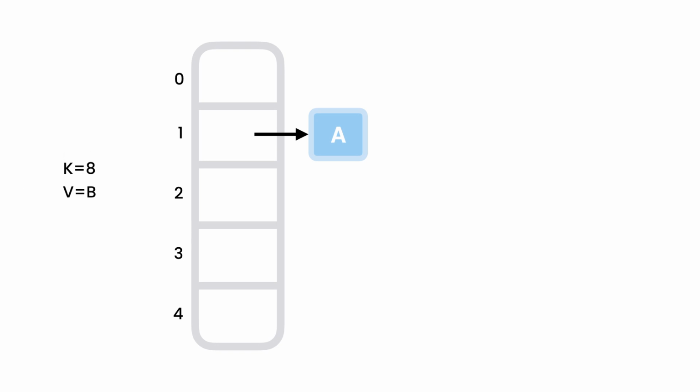Where should we store this pair? Well, if we give 8 to our hash function, we'll get 3. So we should store the value at index 3. But again, we're not going to store it directly in the cell. Instead, we're going to store it in a linked list.